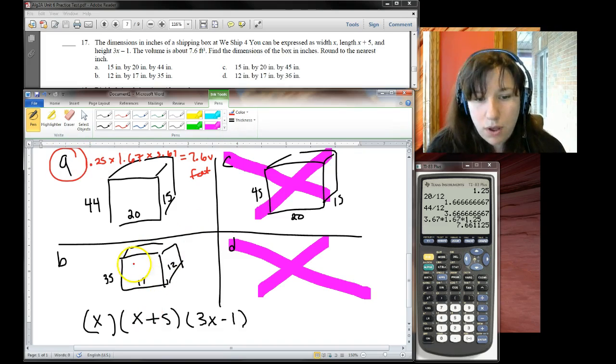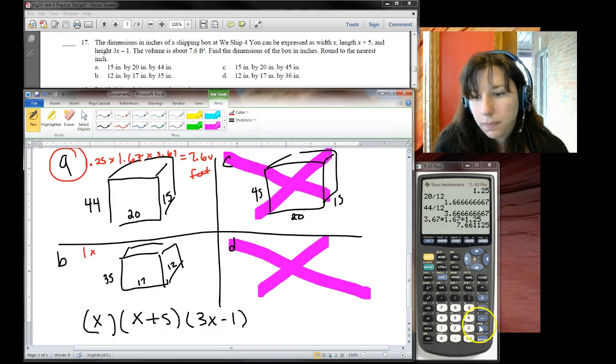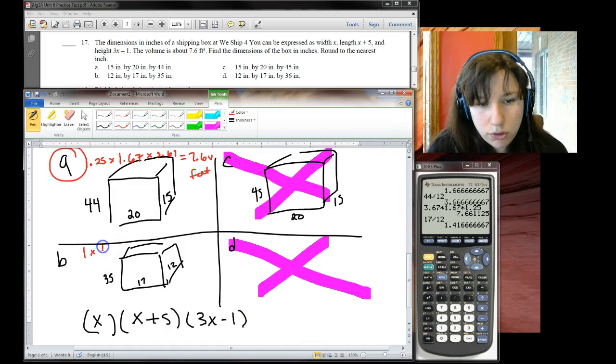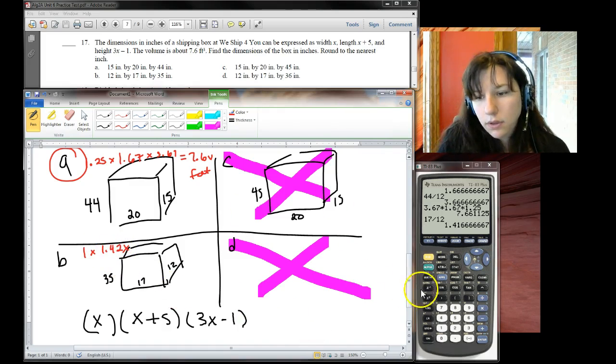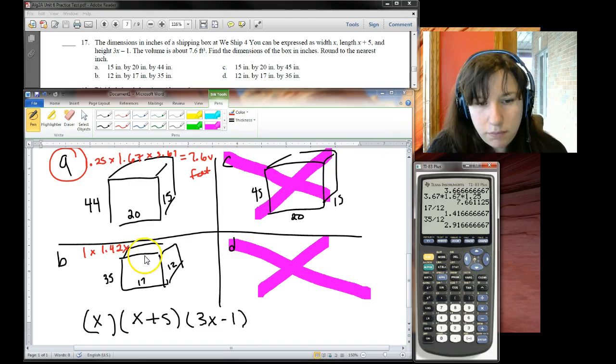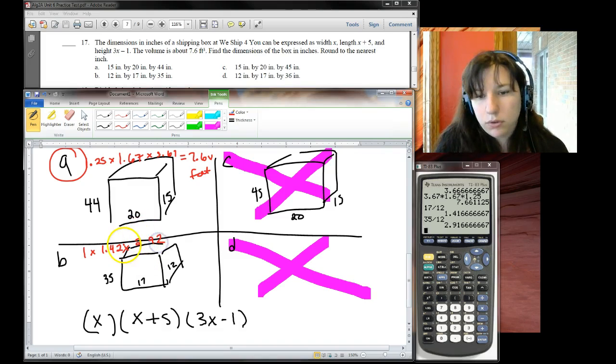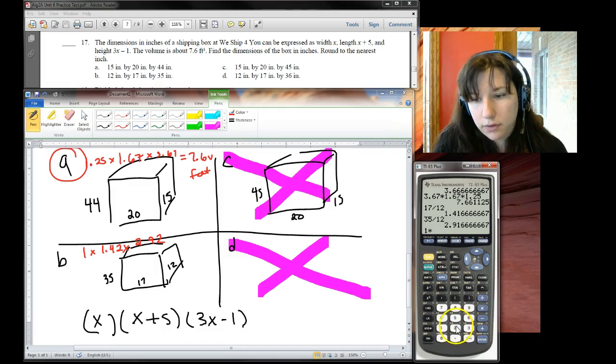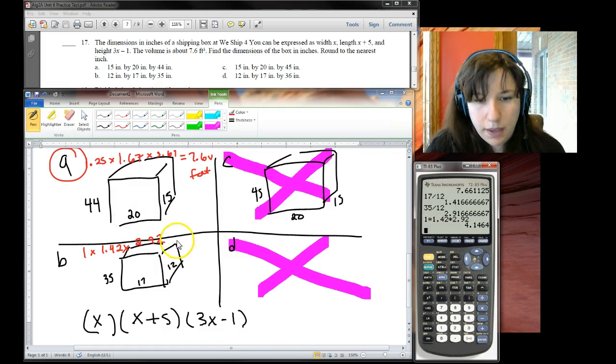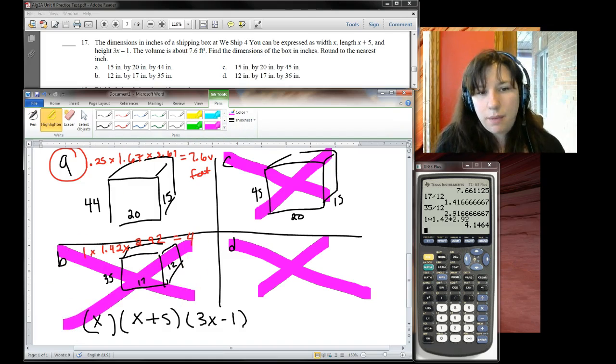You could do the same thing here. 12 divided by 12 will give me 1. 17 over 12 gives me 1.42. And 35 divided by 12 gives me 2.92. Multiply those together and see what you get for the volume, and I get 4 something. So that tells me that B is not an option either.